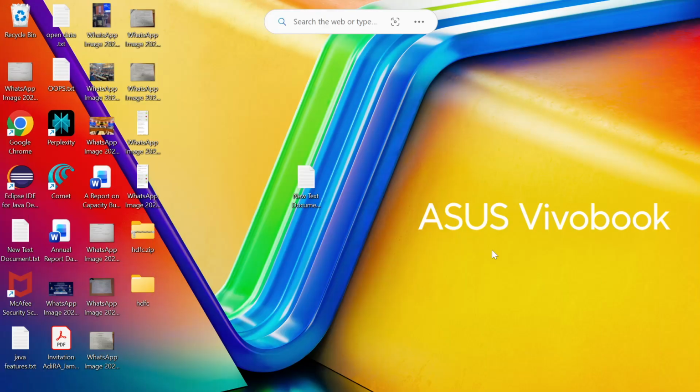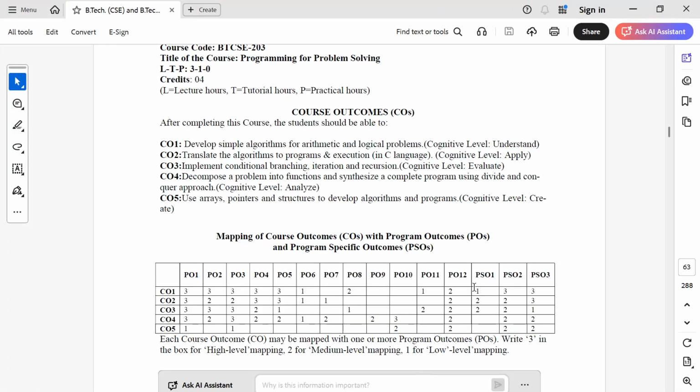Okay, guys. So let's start with this is the syllabus. The name of the course is Programming for Problem Solving, right? And even before going to the syllabus, let's just try to understand what are the course outcomes that we are looking forward. That means what we are expecting after we have completed the course, right?